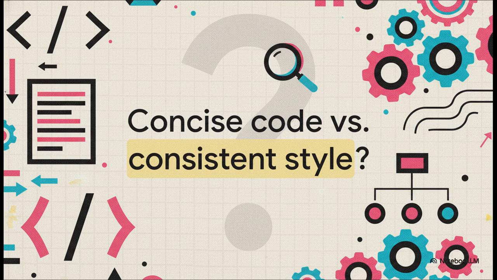Where exactly do you draw the line between concise code and consistent style in your own projects? Are you maybe sacrificing clarity just for the sake of brevity? Next time you sit down to DRY up a codebase, just remember, keeping things readable for your fellow developers is almost always the most elegant solution of all.